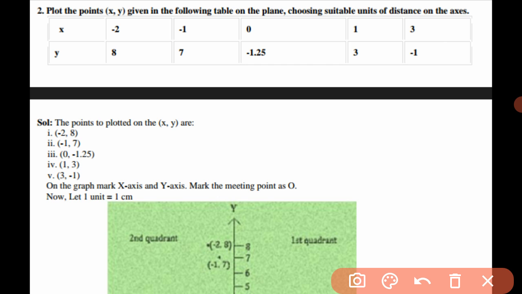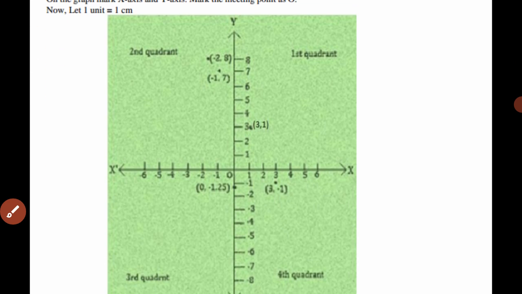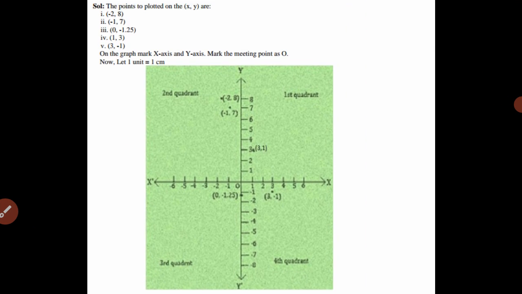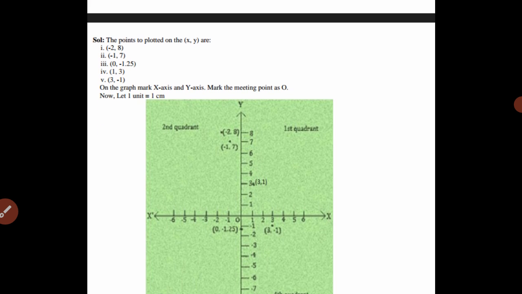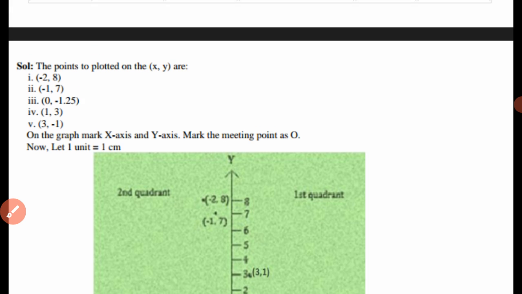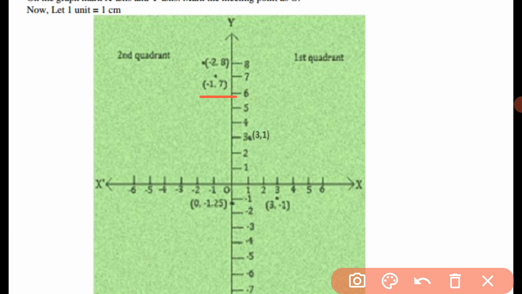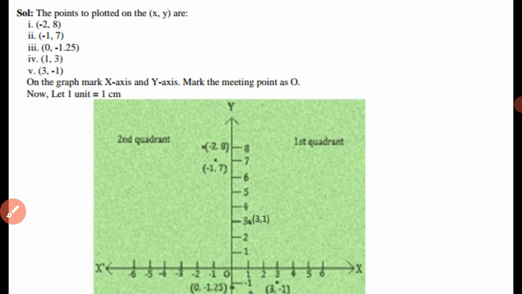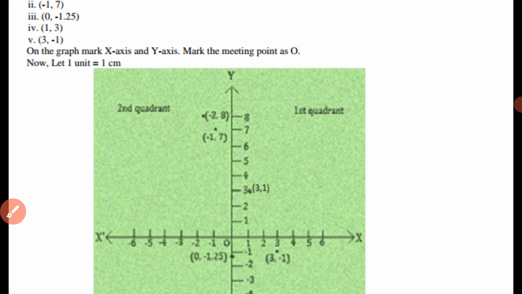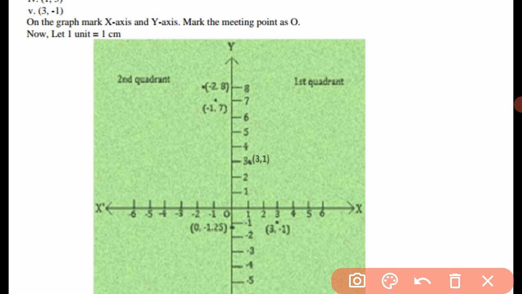Now we have to locate these points. On the graph, mark the x-axis and y-axis. You have to make this kind of graph, and with the help of it you can plot these points. First, (-2, 8) will lie on this point. After this, the second is (-1, 7), which lies on this point. Now (0, -1.25) lies on this point.